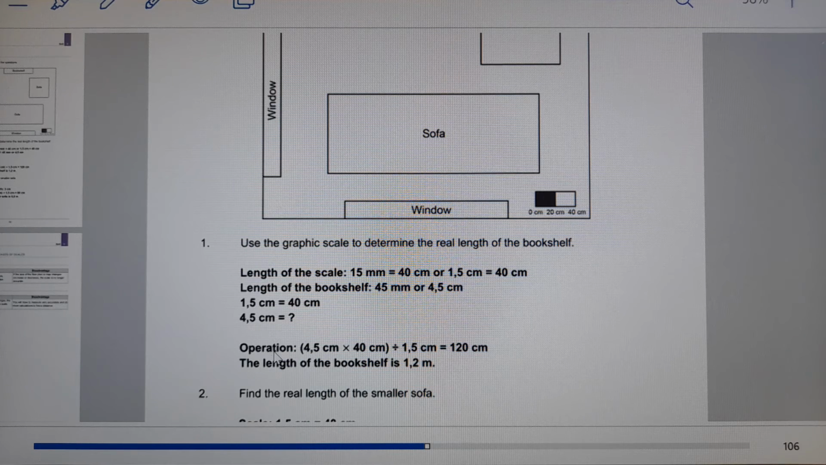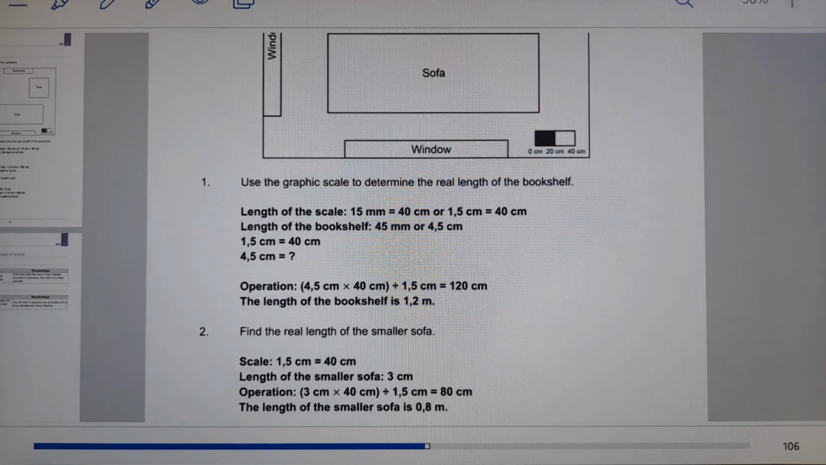If we look, our map distance is 4.5 centimeters, our map scale is 40 centimeters, divided by our real scale. Then we get the real length of the bookshelf. And if you are asked to, you can convert that into meters. Then they converted that into meters, and this is the real length of the bookshelf. Let's look at the next example.